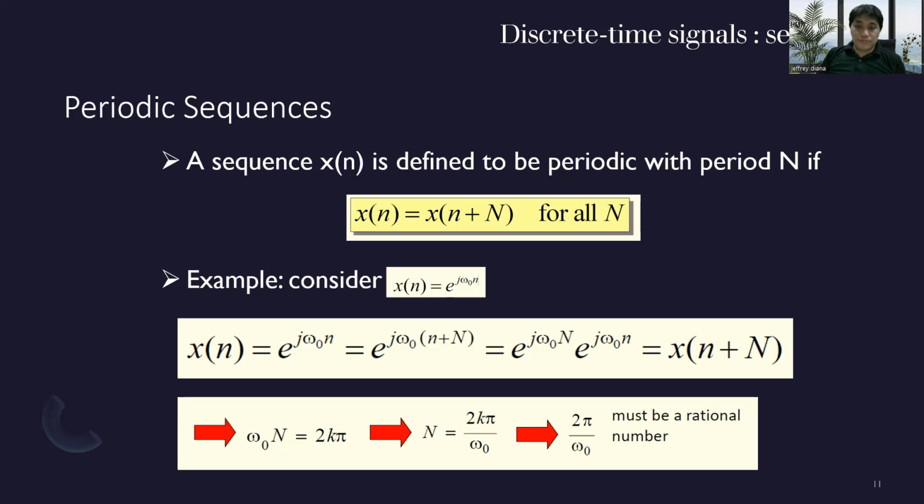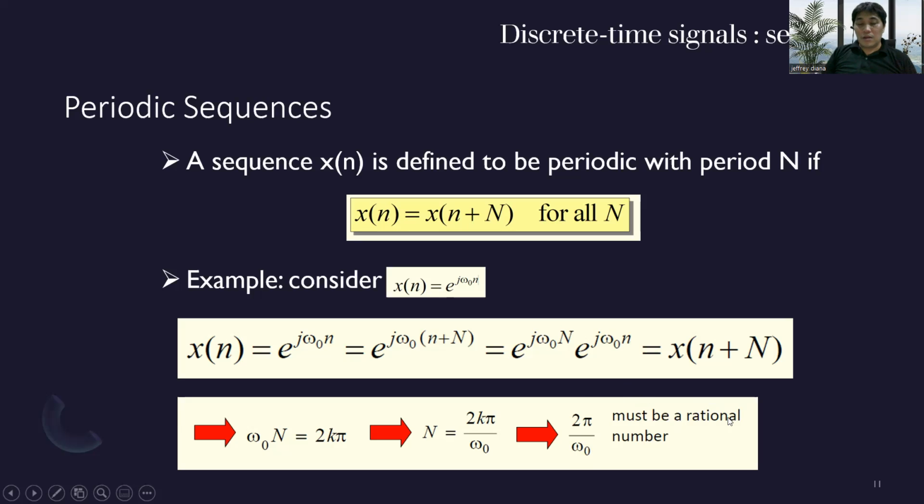For this formula, the next step will be omega_0 N is equal to 2 pi k. The next step is N is equal to 2 pi k divided by omega_0. Then the final step will be 2 pi divided by omega_0.